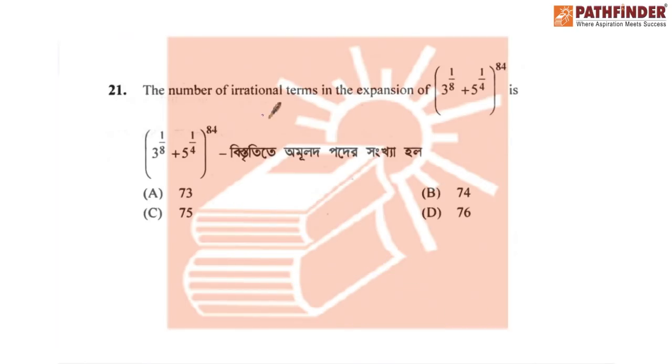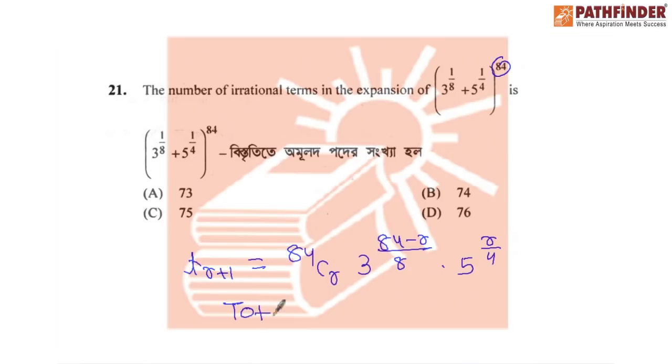Let's start with question number 21. It is given number of irrational terms in the expansion of 3 to the power 1 by 8 plus 5 to the power 1 by 4, whole to the power 84. So T(R plus 1) here is 84 C R, 3 to the power (84 minus R) by 8 into 5 to the power R by 4. So we need to find the irrational terms. Total number of terms, since this is 84, must be equal to 85.